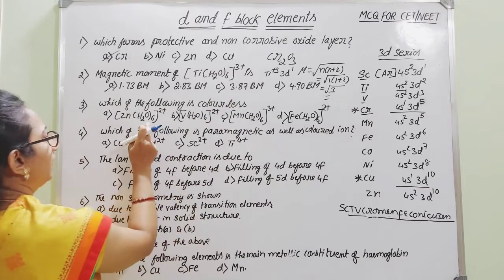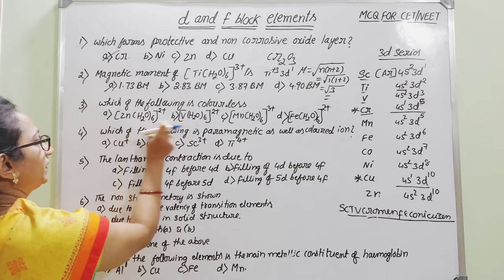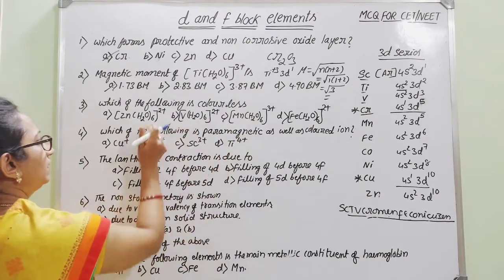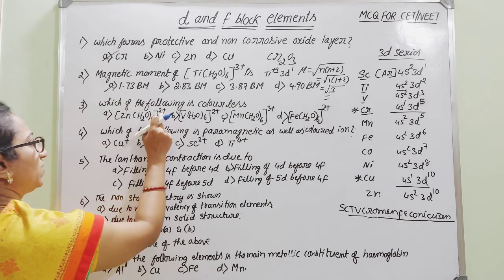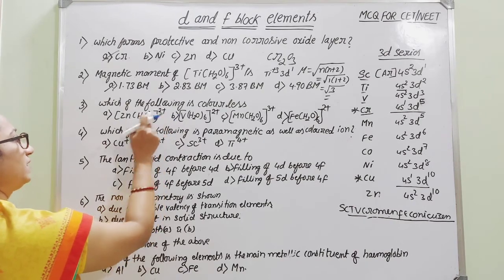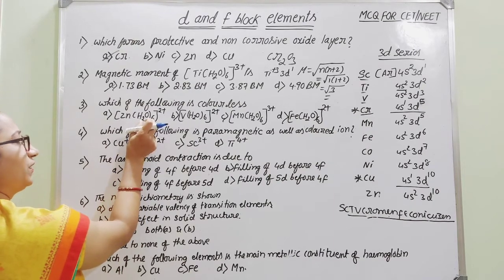Of course, you know that all these are attached to neutral ligands, that is water. Therefore, it is easy to see that the +2 oxidation state is the oxidation number of zinc itself, because water has no charge, so it is a neutral ligand.